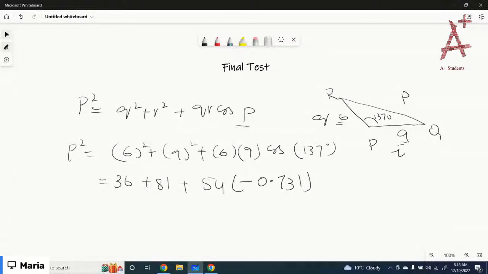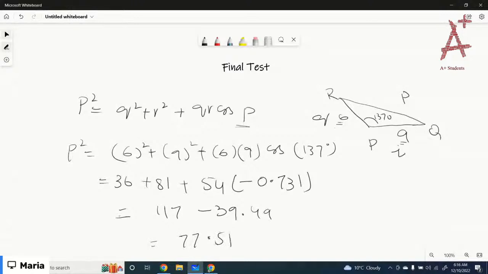Just multiply the value with 54, negative 0.7313 times 54, that would be negative 39.49. So when you add them, it is 36 plus 81, 117. So just do 117 subtract 39.49, so it would be 77.51.